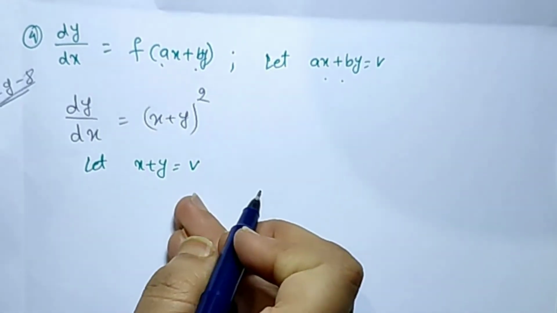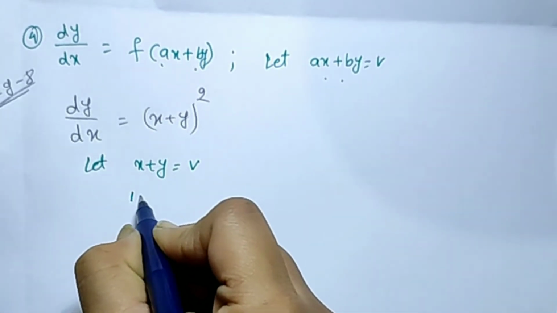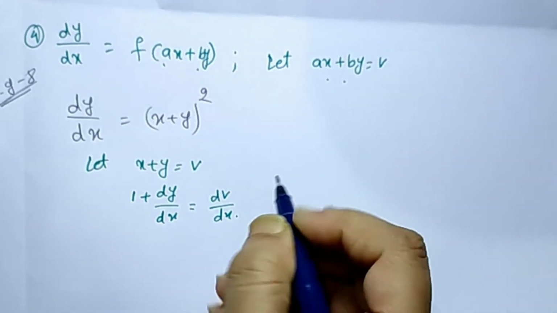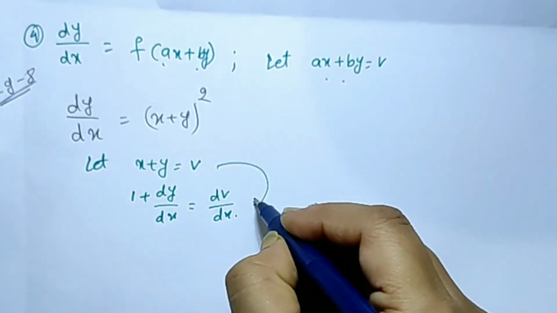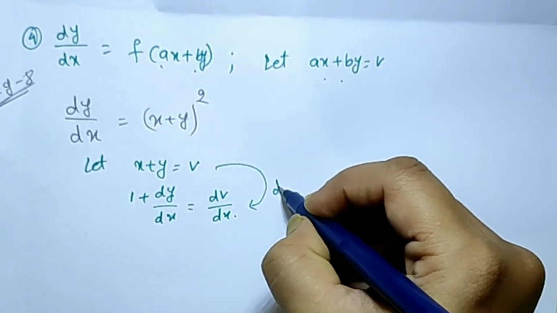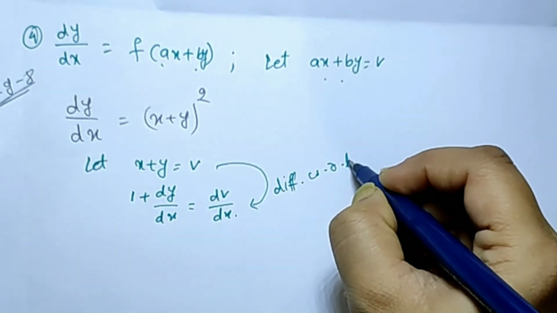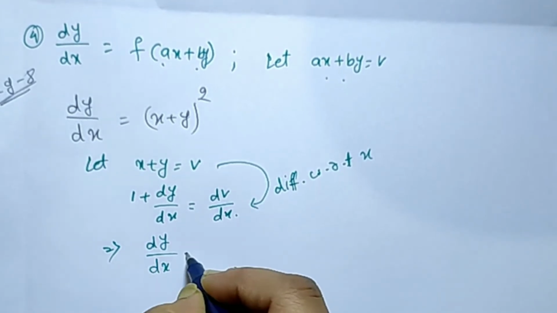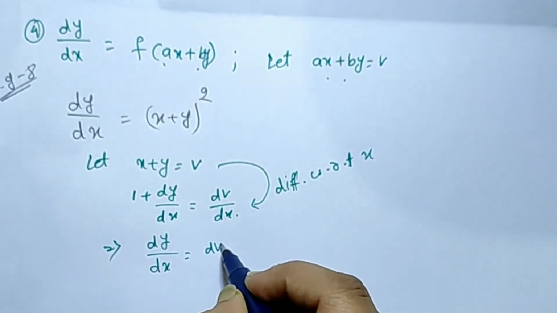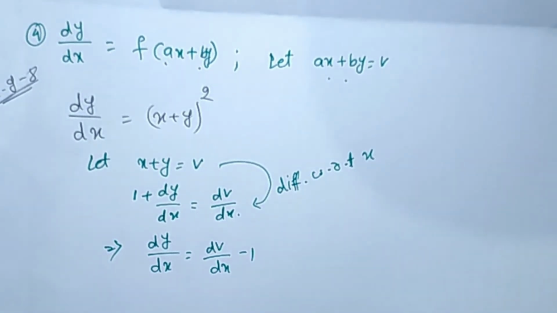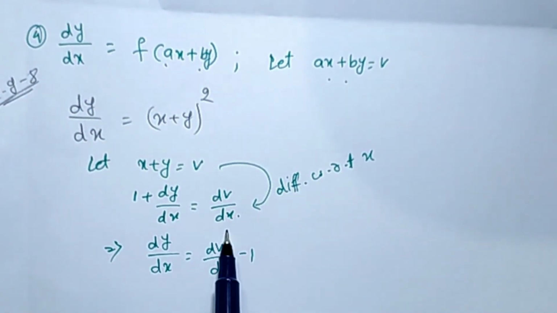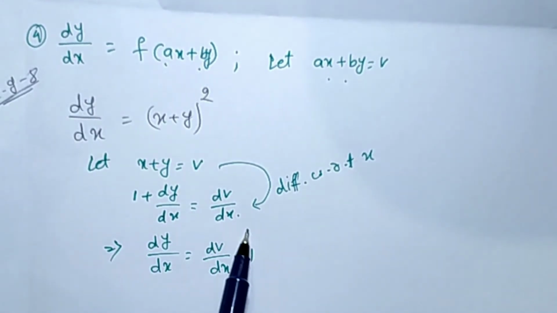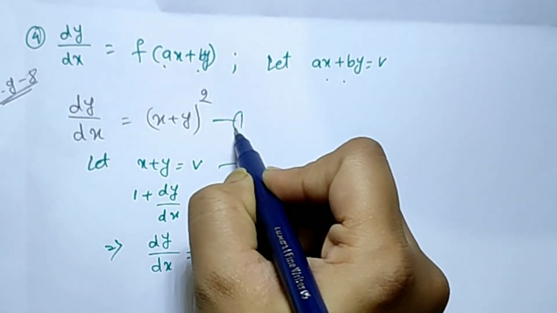Now differentiating both sides, we get 1 plus dy by dx is equal to dv by dx. We differentiate with respect to x, which implies that instead of dy by dx, I can put dv by dx minus 1. 1 is on the left hand side, so by taking it to the right hand side, I get dy by dx is equal to dv by dx minus 1. Okay, this is equation 1.